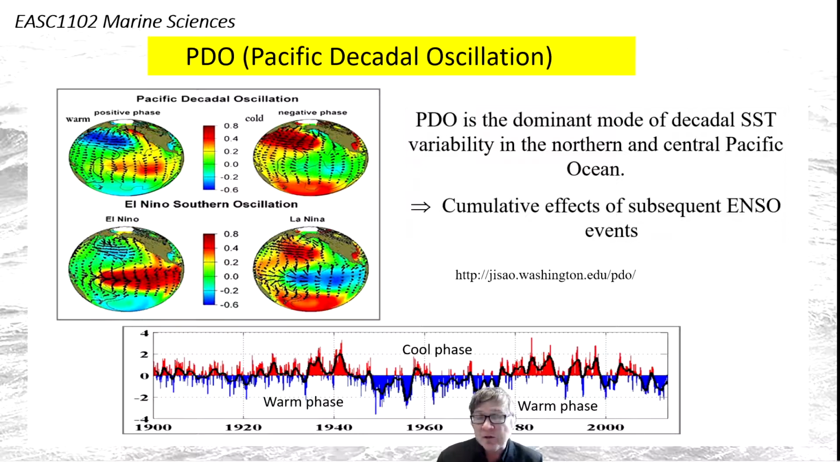And this has a consequence, or is believed to have a consequence, on the marine ecosystems, in particular on the fisheries. And we have a look at that on the next slide, all right?